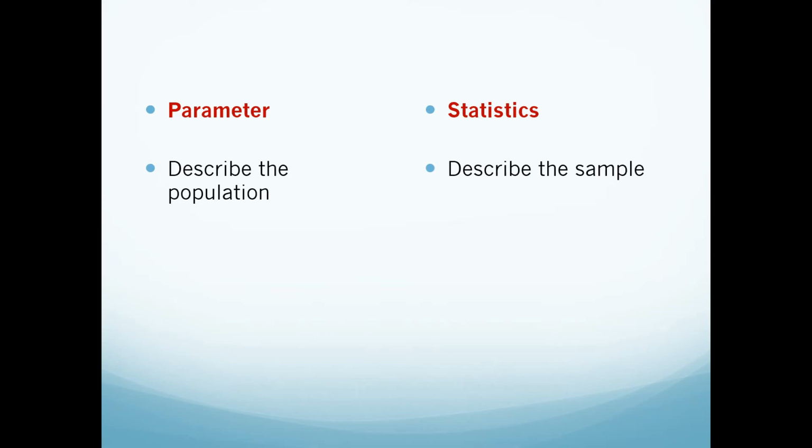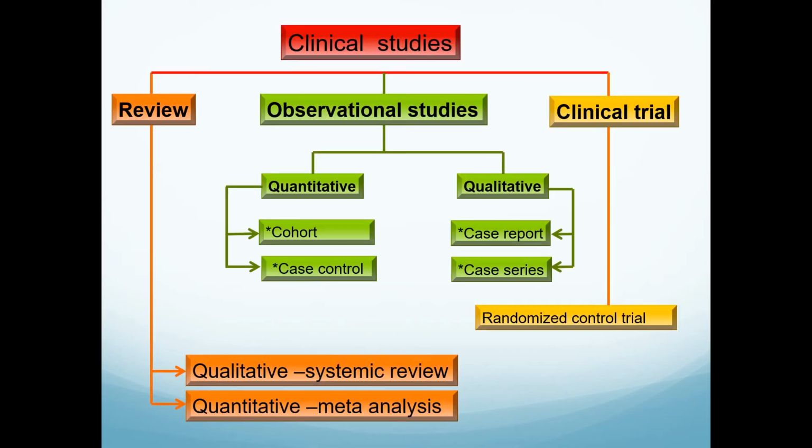Don't forget that a parameter describes the population, whereas a statistic describes the sample, and we will explore these two statements more as we proceed through this lecture. When we are talking about a clinical study, we are going to talk about one of three entities. Remember that we will explain more about clinical studies and how they are conducted in another lecture. But in summary, clinical studies are divided into review, observational study, and clinical trial. In a clinical trial, there is an intervention.